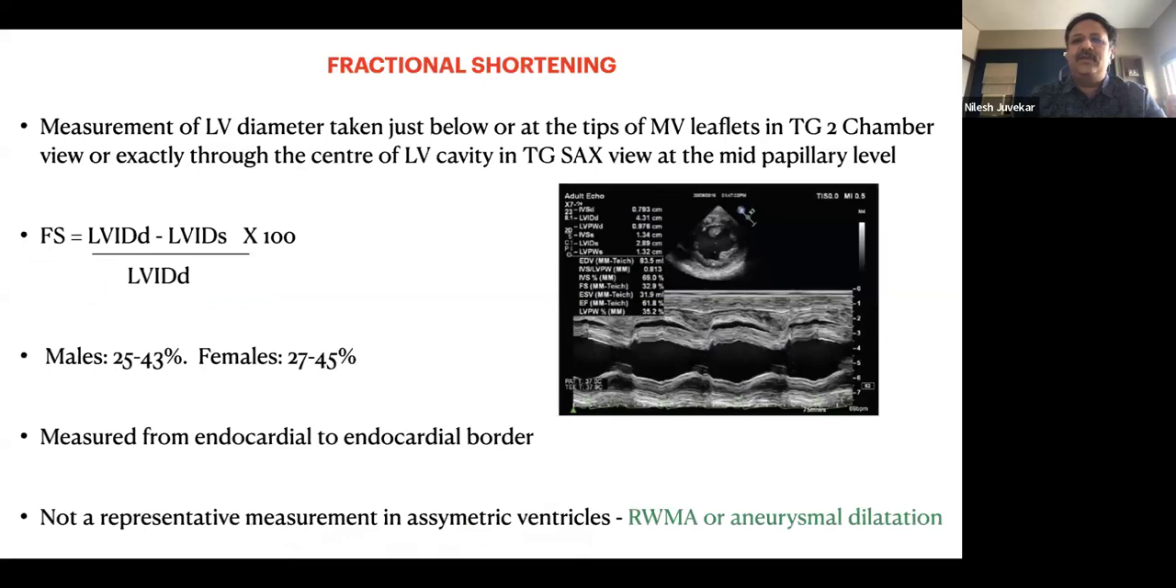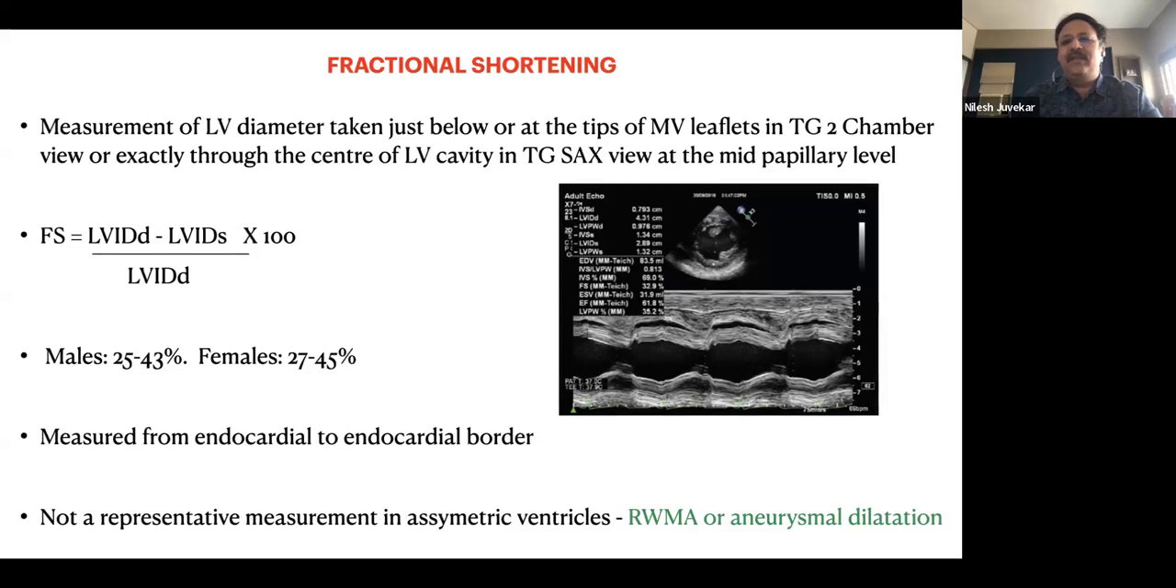Now coming to the quantitative measurements one by one, fractional shortening is a linear measurement in which the LV diameter is measured just below or at the tips of the mitral leaflets in the transgastric two chamber view, or exactly through the center of the LV cavity in the transgastric short axis view at the mid papillary level.